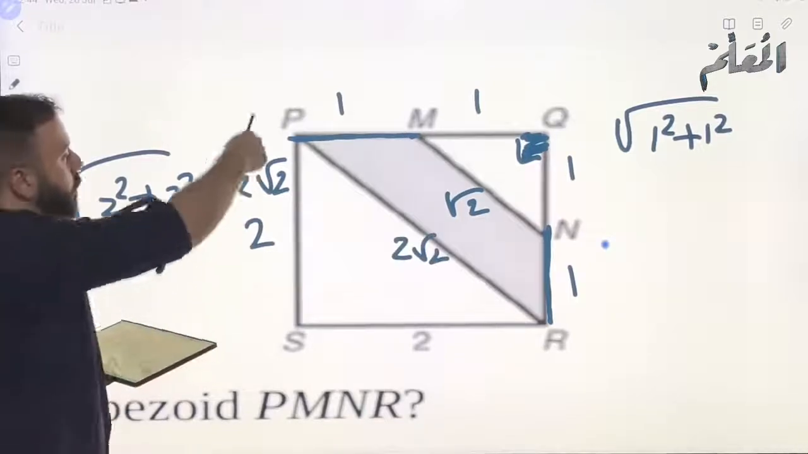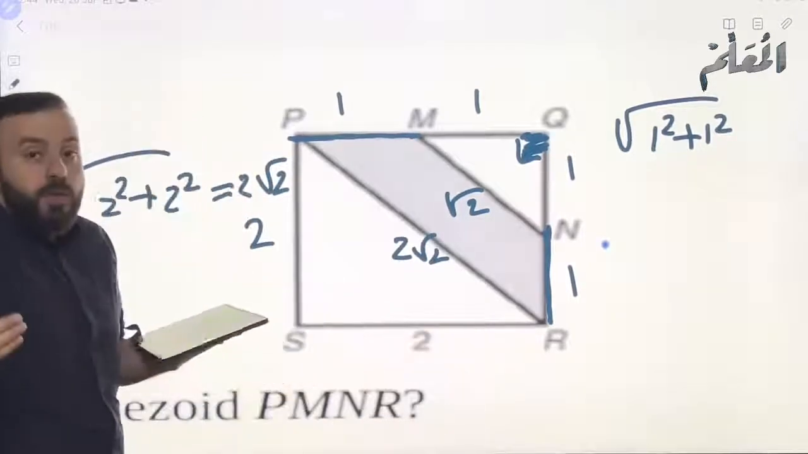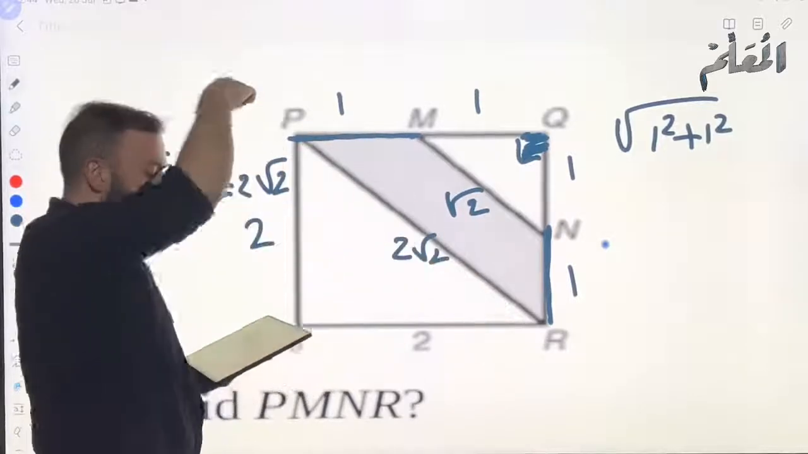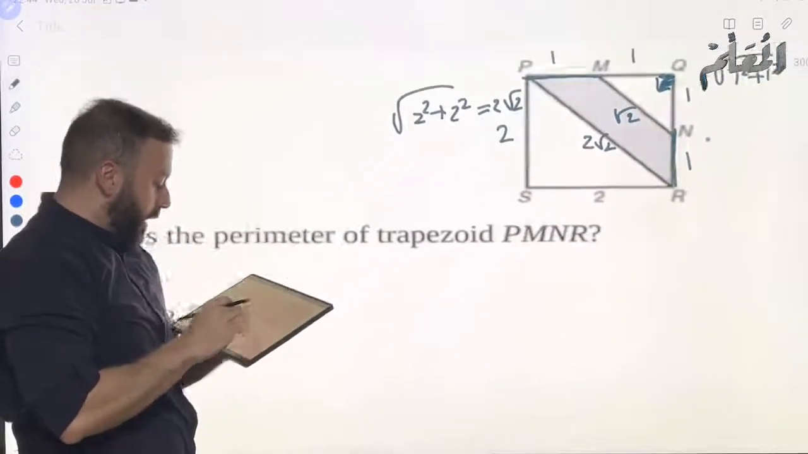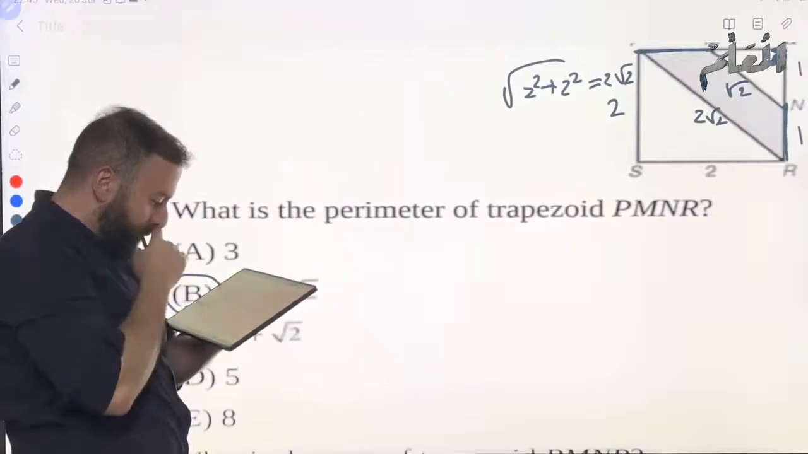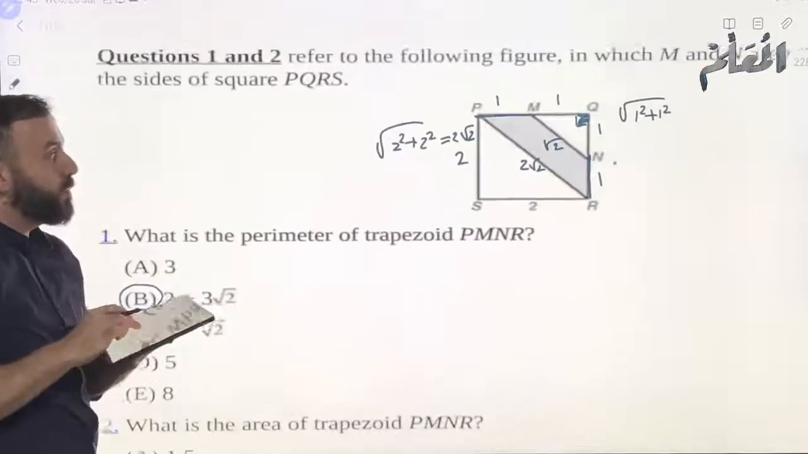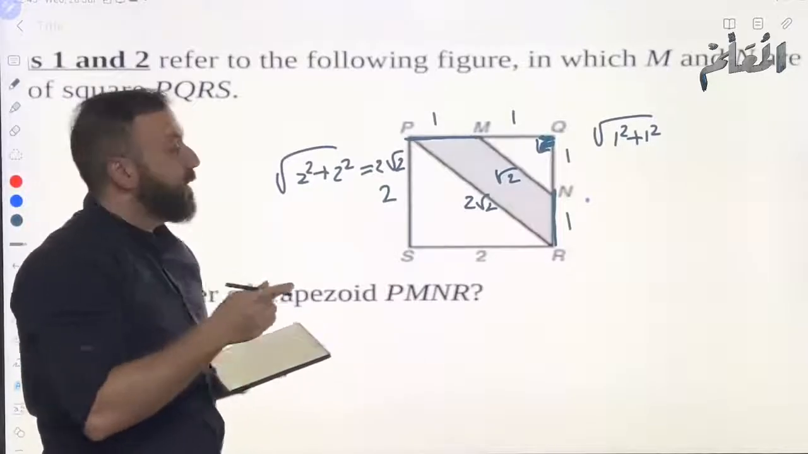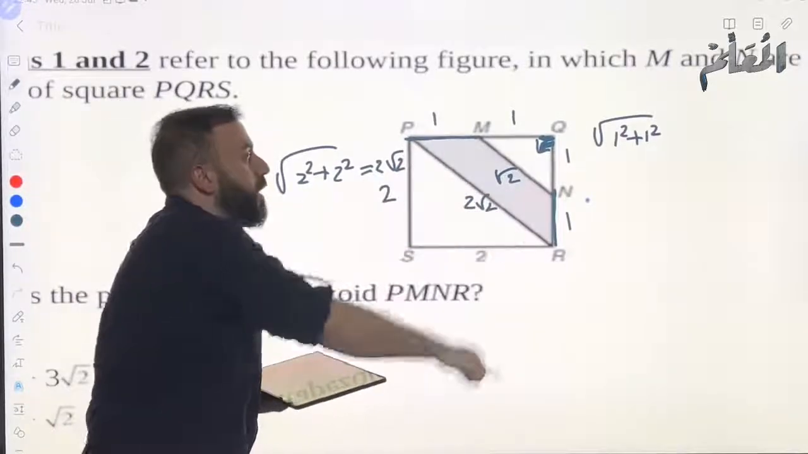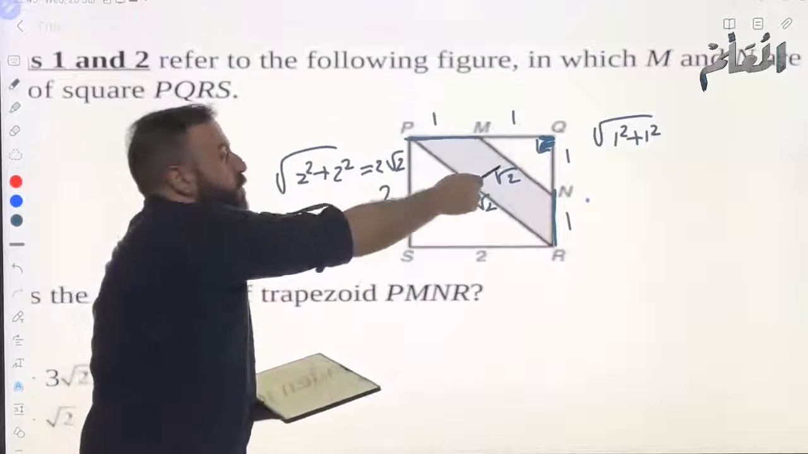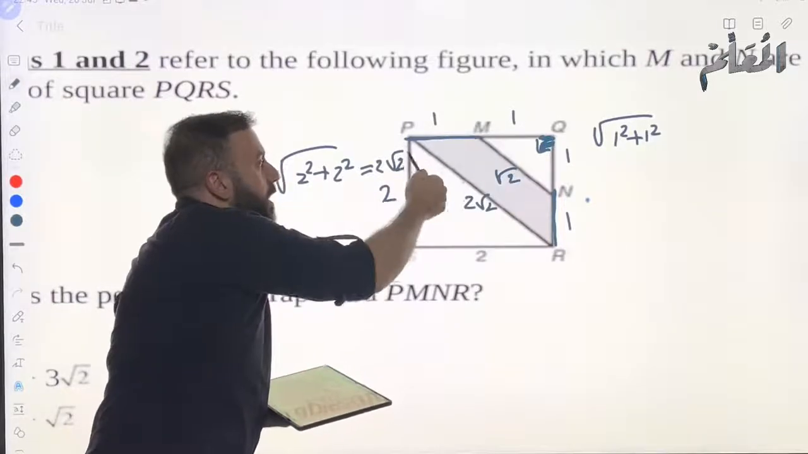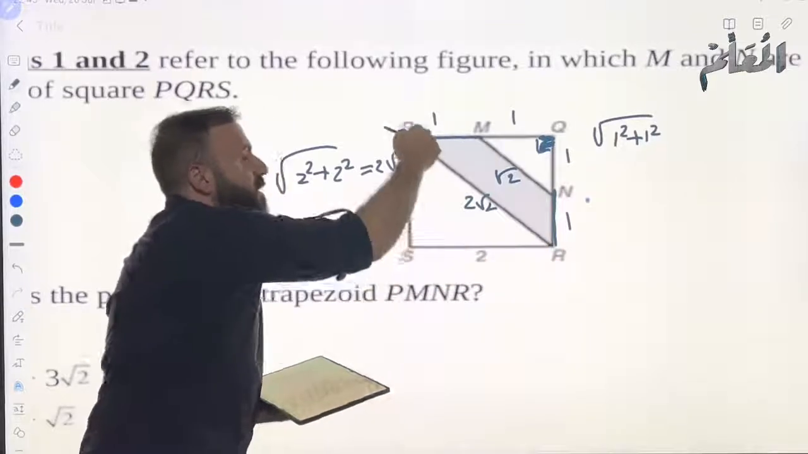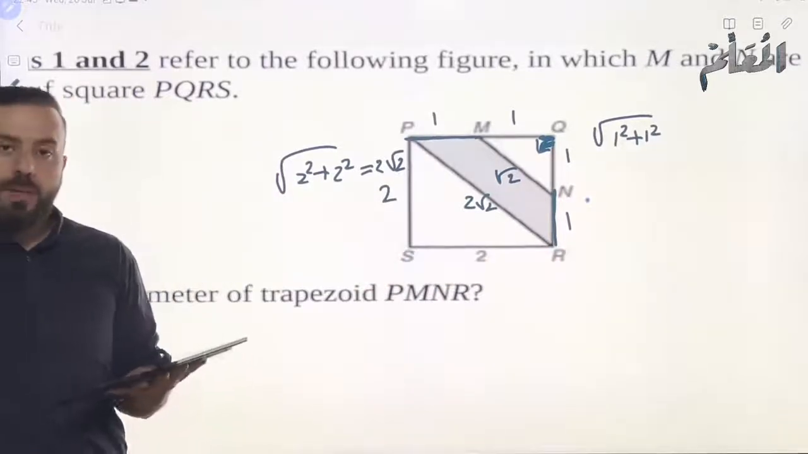Using Pythagorean also for this side and this side. So at the end I have the perimeter, 1 plus radical 2 plus 1 plus 2 radical 2. So at the end I get 2 plus 3 radical 2. So it's 2 plus 3 radical 2 for the perimeter. Okay? So the trick here is I use the Pythagorean theorem to get this side, and Pythagorean again to get this side. So 1 plus this plus 1 plus this, and at the end I get the perimeter.